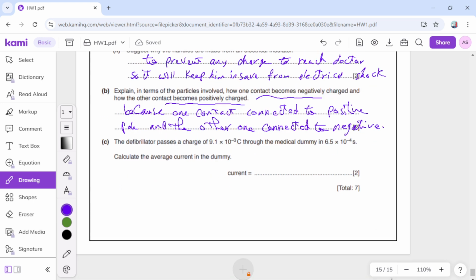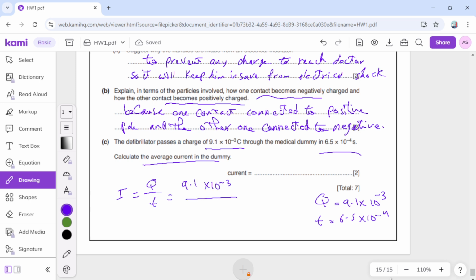Now the last question, he gave us a charge Q of 9.1 multiplied by 10 to the power negative 3 C, and we have time T equal to 6.5 multiplied by 10 to the power negative 4, and they asked to find the current. Current equals, again we have to repeat, Q over T, 9.1 multiplied by 10 to the power negative 3 over 6.5 multiplied by 10 to the power negative 4. So now what is the answer? I will use my calculator. 9.1 times 10 to the power negative 3 divided by 6.5 times 10 to the power negative 4 equals 14. So the answer is 14 amps.